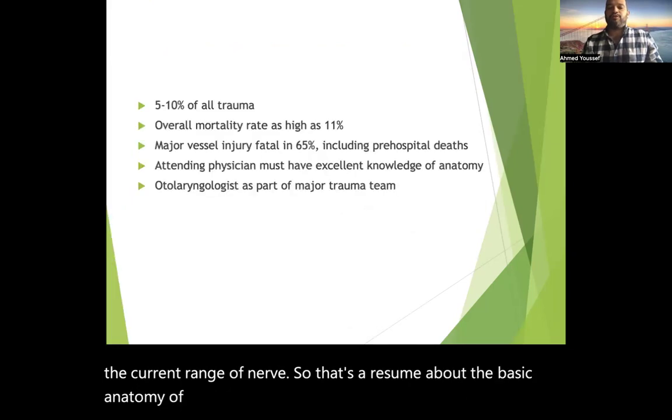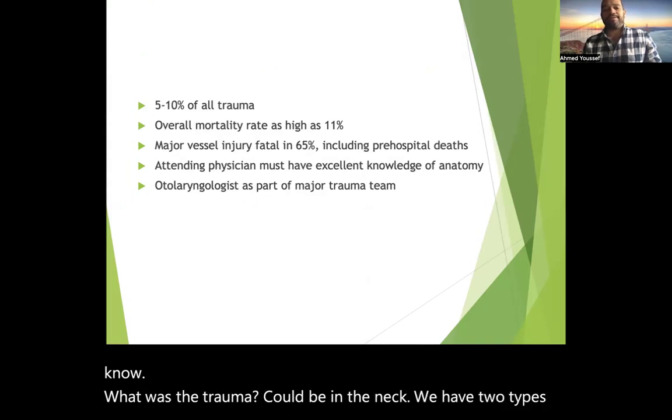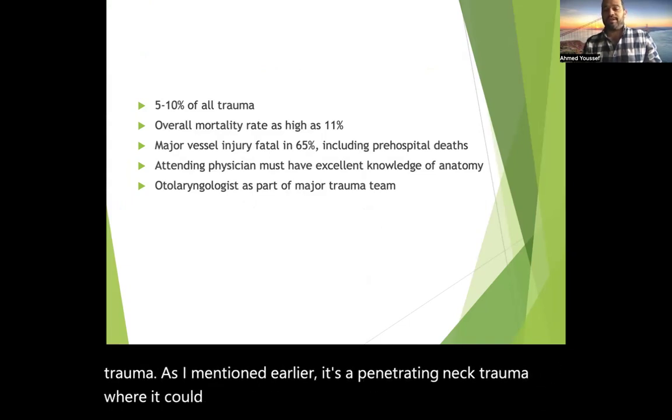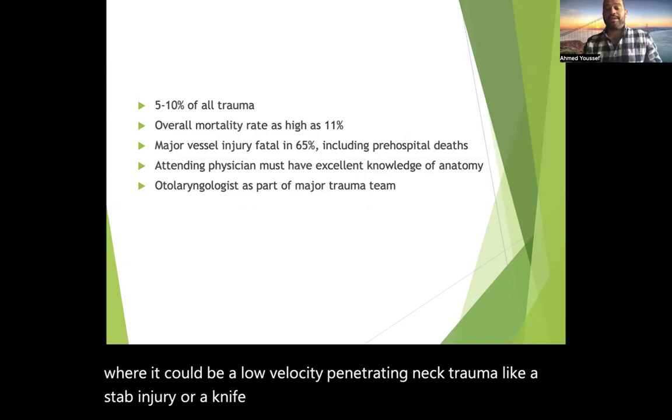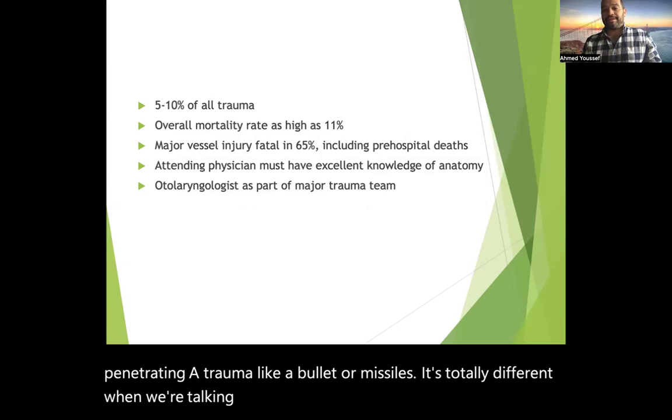If we want to discuss the trauma itself, it's important to know where the trauma could be in the neck. We have two types of trauma, as I mentioned earlier. It's penetrating neck trauma, where it could be a low velocity penetrating neck trauma, like a stab injury or a knife injury, or it could be a high velocity penetrating trauma, like a bullet or missiles. It's totally different when we're talking about a stab neck.